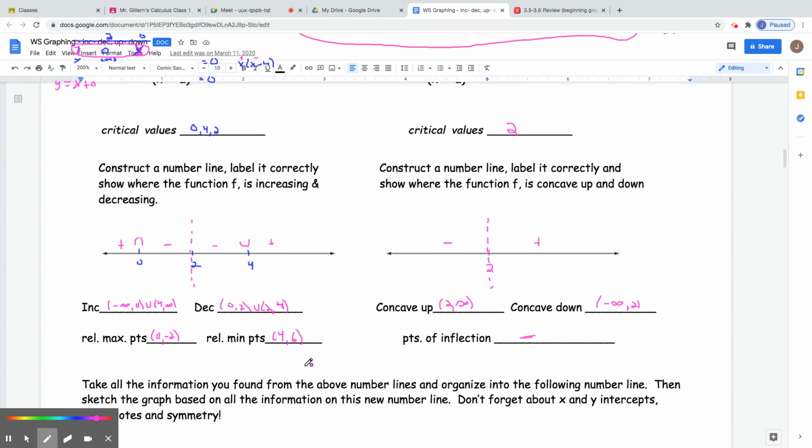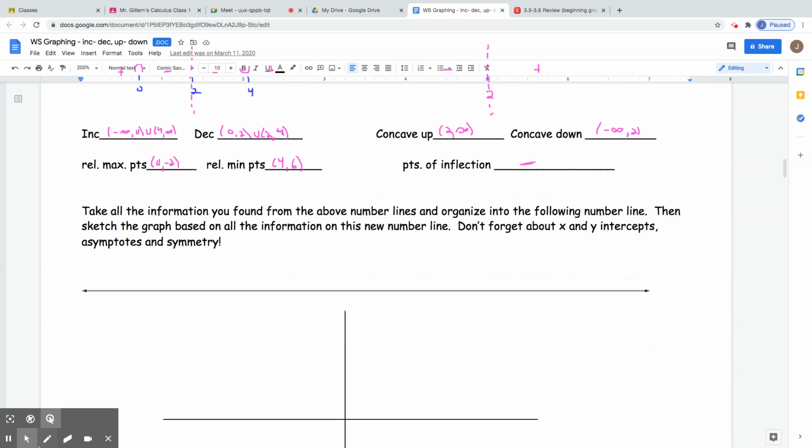So now we move on to our big number line. And we put all our critical values on there, which only were 0, 2, and 4. All right, 0, 2, and 4 were our critical values. It was increasing less than 0 and greater than 4. Between 0 and 2, it was decreasing, and 2 and 4, it was decreasing.